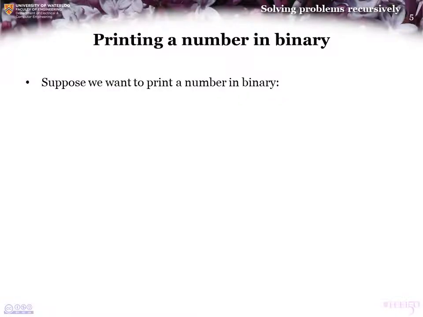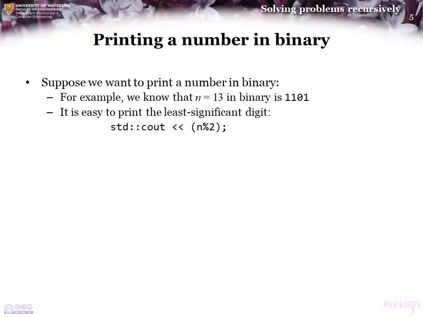Now let's look at a new example, something we haven't done in this class before because it's actually rather difficult. Let's print a number in binary. Now, suppose we have a local variable that is storing the value 13. We know that 13 in binary is 1101. Now, it's easy enough to print out the least significant digit, 1, by simply calculating n modulo 2. That is the remainder when n is divided by 2.